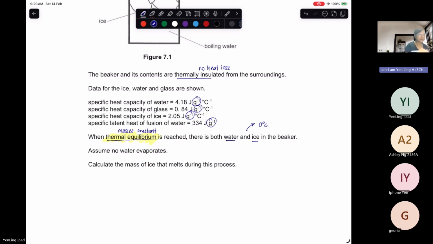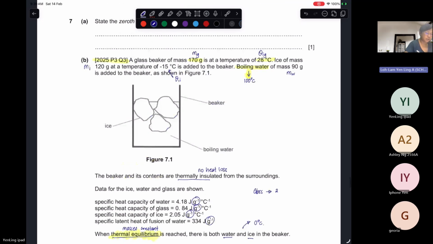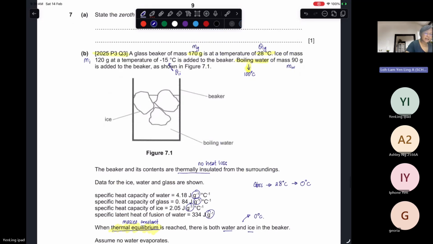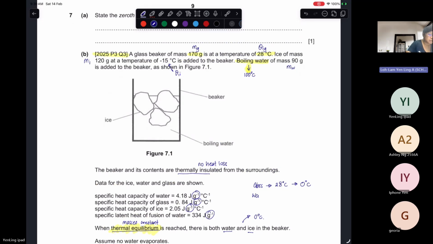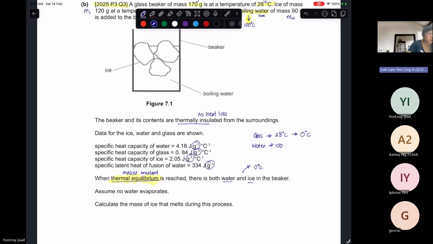Okay, so if you look at the glass beaker, for it to also be in thermal equilibrium, it must have gone from 28 degrees Celsius to 0 degrees Celsius. And then if you look at the water, it started as boiling water, so there's no steam involved. We are not considering steam. It went from 100 degrees Celsius to 0 degrees Celsius. So change in, but you've got ice. You've got two types of ice down here.